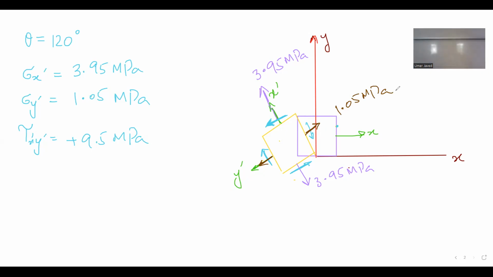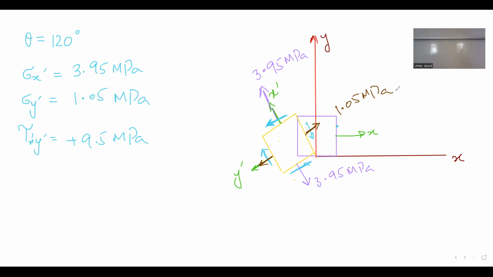Is it clear or not? Look at the x-axis. Clockwise, negative shear stress means downward arrow clockwise. Similarly for x prime, look at that x prime surface and decide if the shear stress is clockwise or anti-clockwise. Clockwise means downward, anti-clockwise means upward.